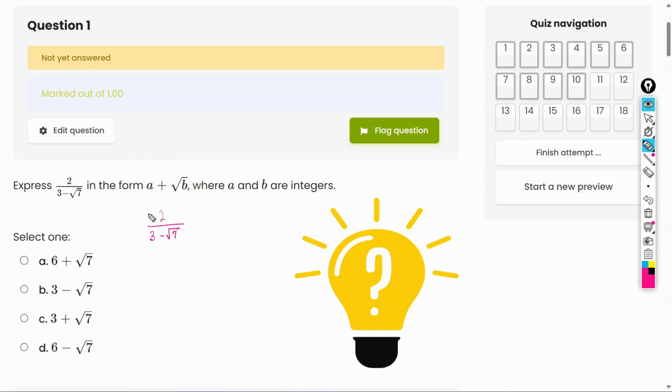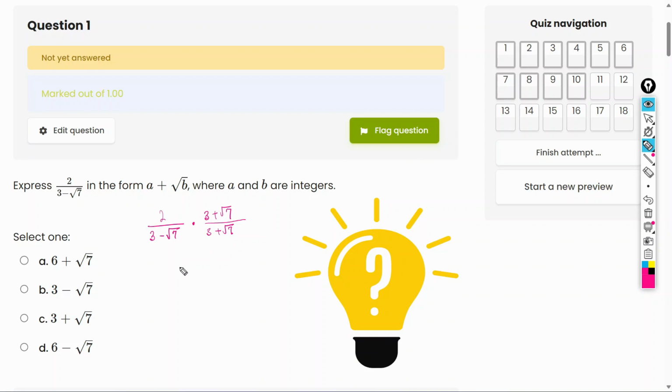Alright, so what we need to do is rationalize. We'll multiply top and bottom by the conjugate of the denominator. So this is 3 plus root 7, that's the conjugate, and for the top I would have also 3 plus root 7. Essentially you're just multiplying by 1, right? Because 3 plus root 7 over 3 plus root 7 is 1.